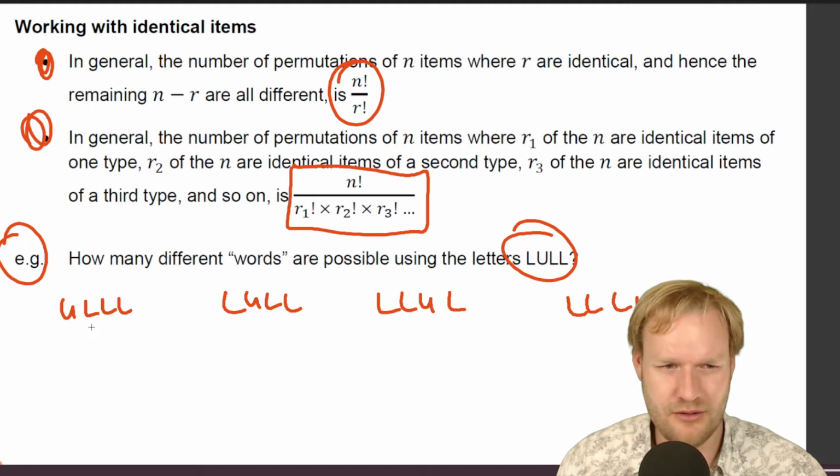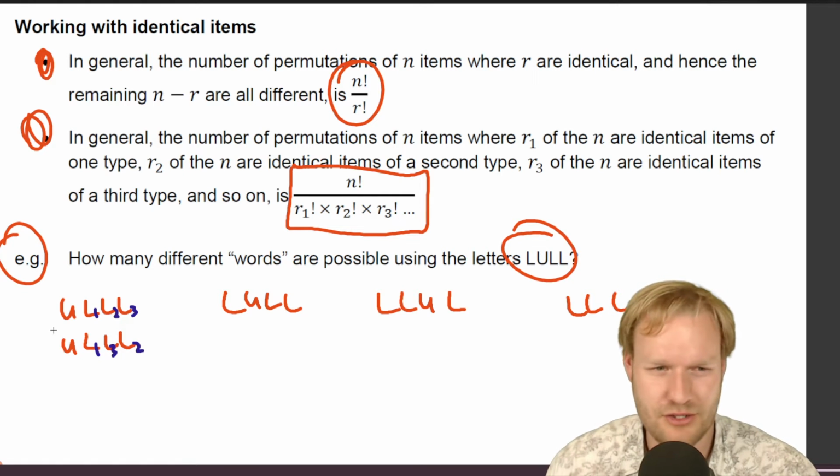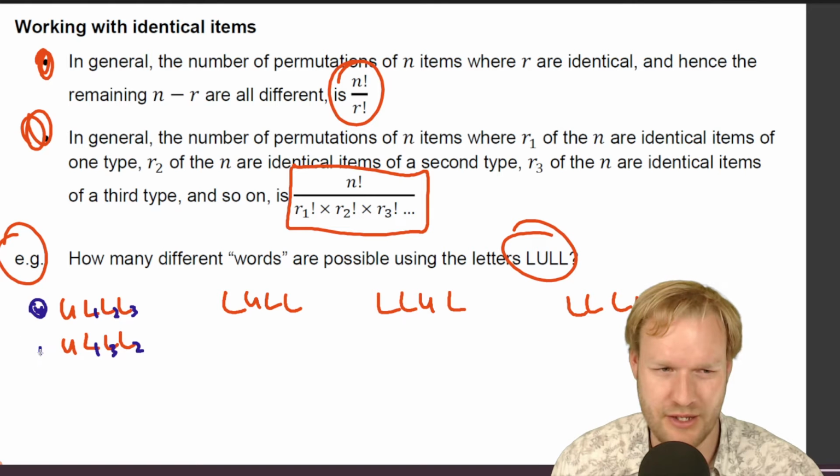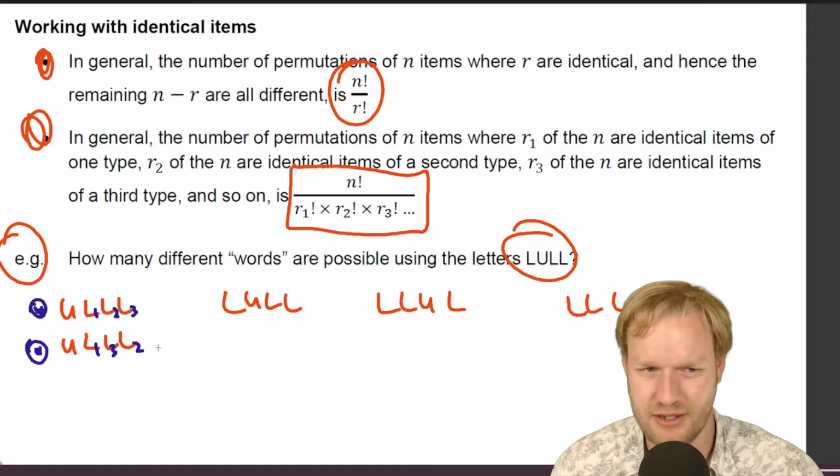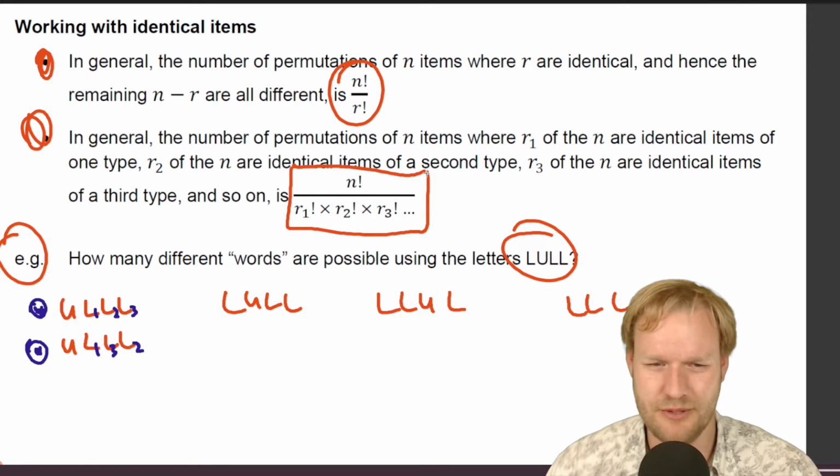Now, it didn't matter if you thought that was the first L, the second L, and the third L. We could have had U-L-L-L where the Ls were in a different order, with the third L ahead of the second. We don't know that. We consider these 2 to be exactly the same. They're both U-L-L-L. And that's where this compensation comes in.